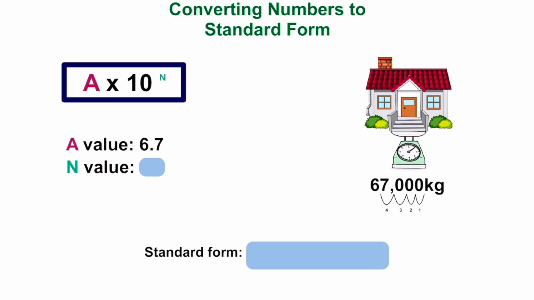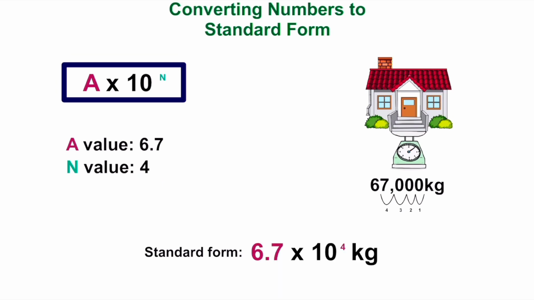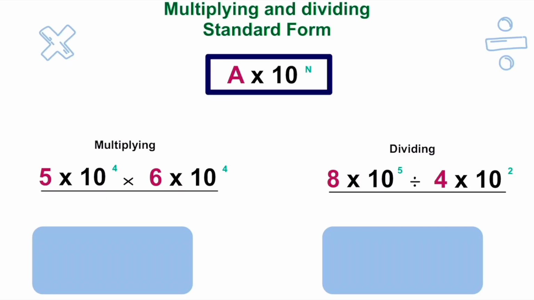Next, we can count how many places we moved the decimal point, which is 4. So our n value would be 4. Combining them gives us 6.7 times 10 to the 4, which is the standard form of 67,000. Performing calculations with numbers in standard form involves some specific rules.